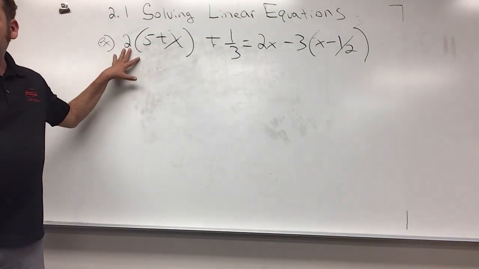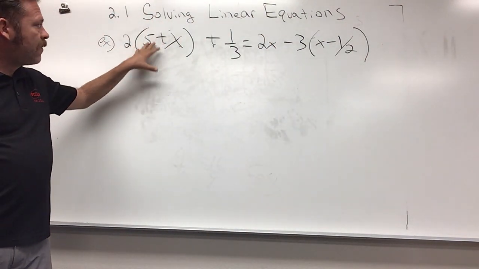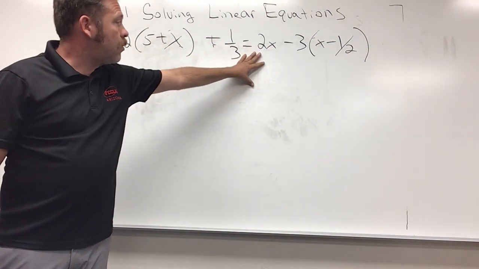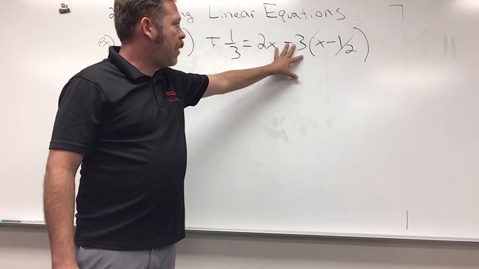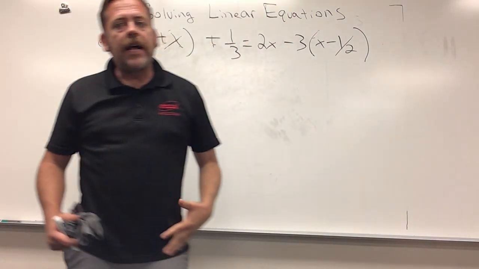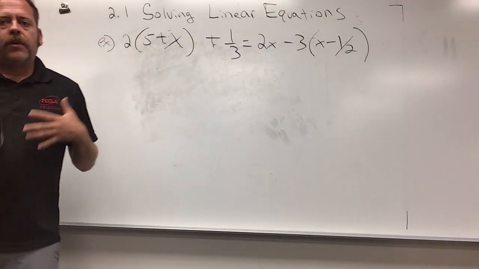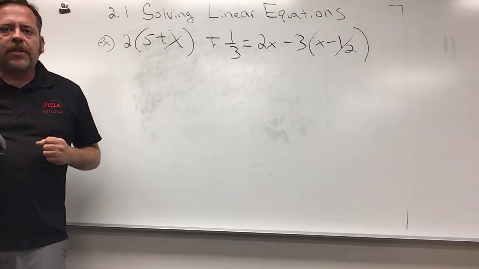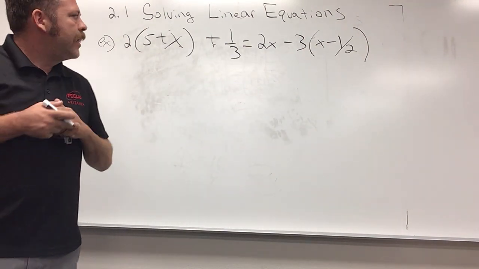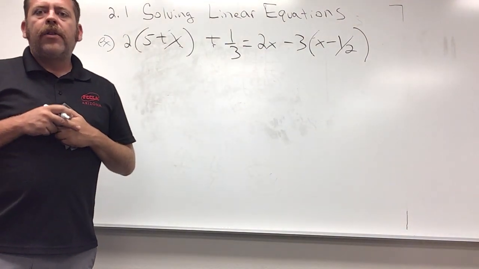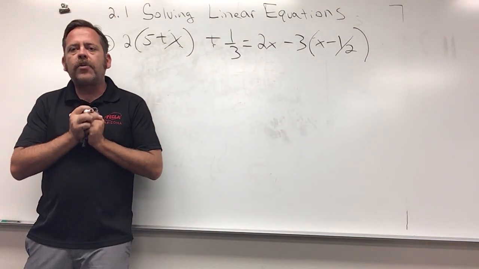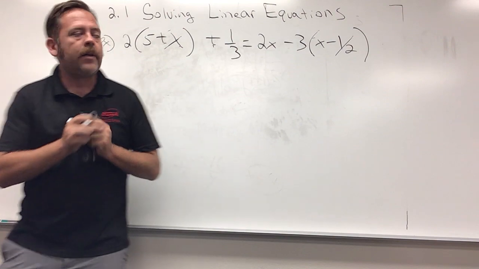All right, so I've got 2 times 5 plus x plus 1/3 equals 2x minus 3 times x minus 1/2. Now I think what you're going to notice that makes this a little more difficult, that spice level 4 that I was talking about, is the fractions. That's okay. The good thing about equations is I know a lot of students, they don't like working with fractions, but we can clear them out pretty easily.